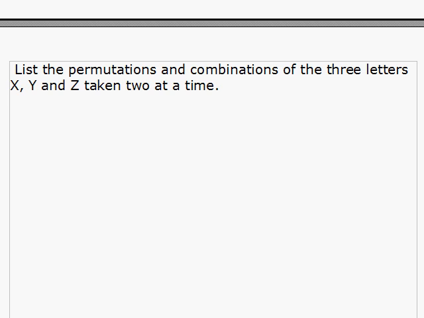We have 3 objects, x, y, z, and we want to calculate the permutations and the combinations for taking these 3 letters, taking them 2 at a time. That means making arrangements, x, y, x, z, y, z, etc. So the formula for permutations, these are the ones where order does count. Order makes a different arrangement. N objects taken r at a time is n factorial over n minus r factorial.